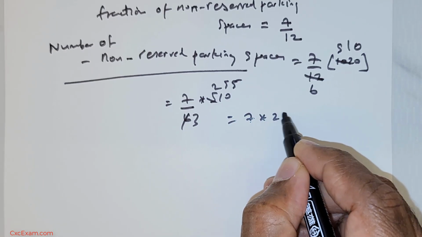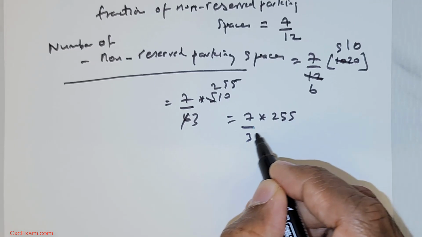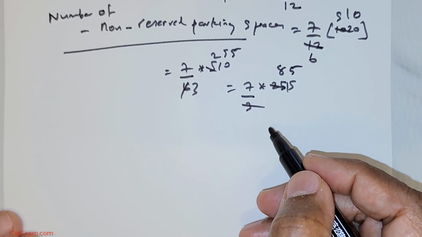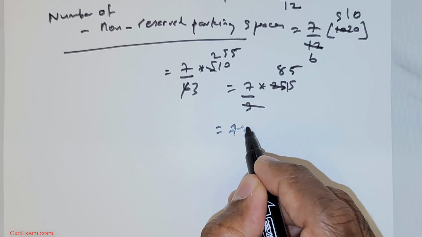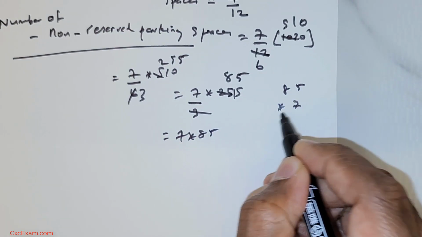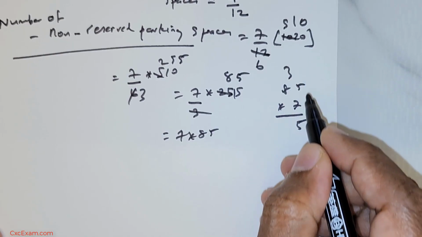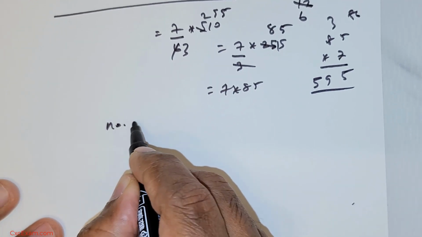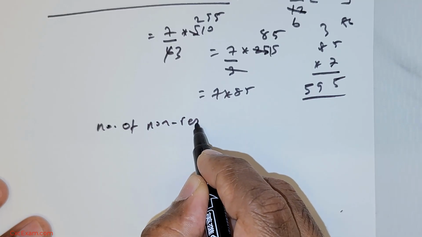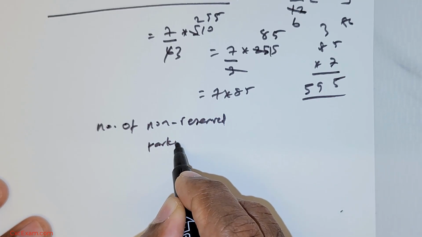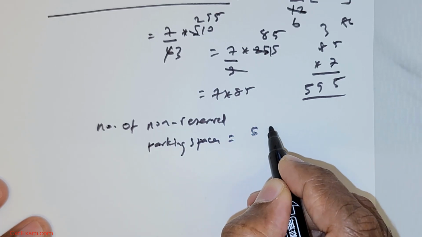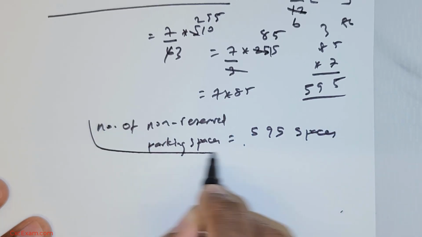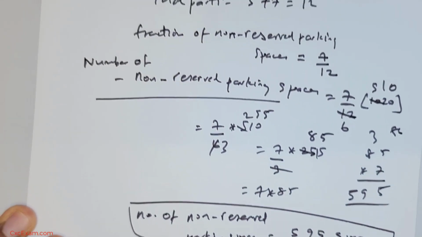Again 2 divides 3 times, 2 divides 2 times, carry 1, 5 times and 5. Now you have 7 multiplied with 255 divided by 3. Can 3 divide 25? 8 3s are 24, carry 1, 15, and you have 5 there, right? 3 divides 15 5 times. So you have 7 multiplied with 85. You take 85 multiplied with 7. 7 5s are 35, 3, 7 8s are 56. You add 3, you get 59. So the number of non-reserved parking spaces is 595 spaces or 595 spots. So that is the final solution for this beautiful question.